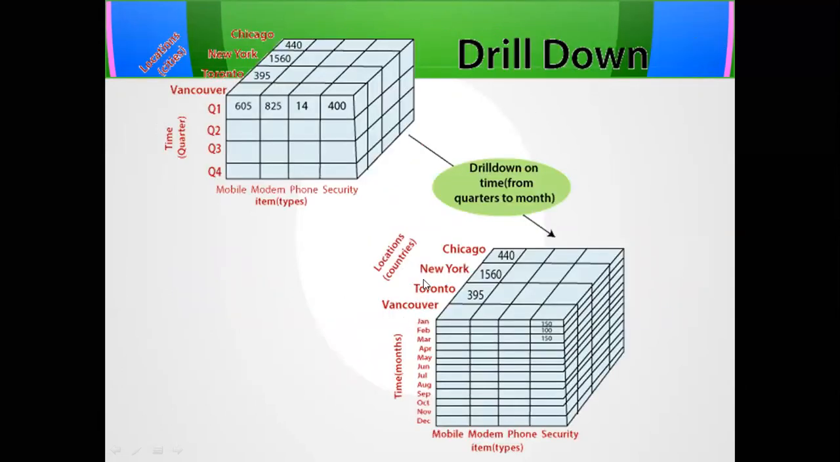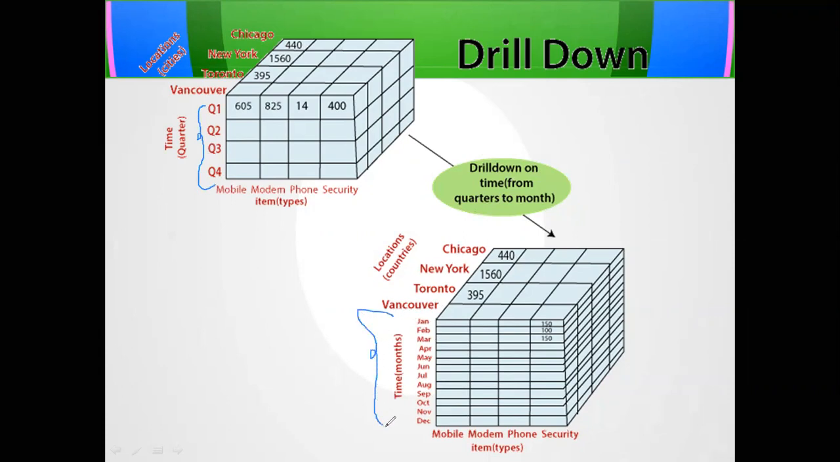So here is one example of the drill down operation on the quarter dimension, right? Drill down on the time from quarter to month. So here time is one of the dimensions. So this is my original cube, and this cube contains quarterly data, right? So after applying this drill down operation, you will get the more summarized data.